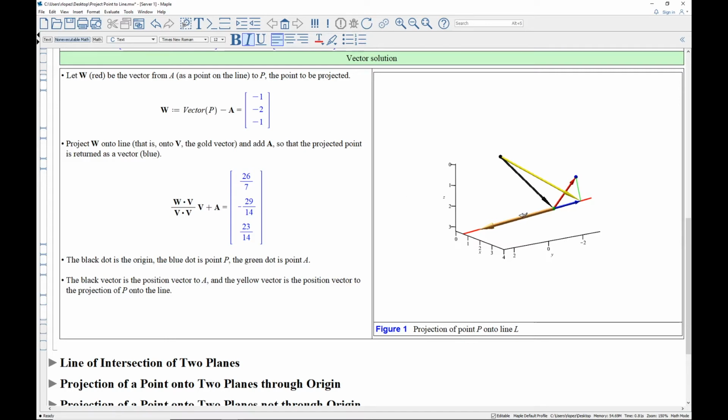You project that W onto V, and this is V, the goal vector. And so it's W dot V over V dot V. And then you add back A to get to this point, so that you have vector addition. The black vector plus the blue vector is the yellow vector, and the yellow vector is the position vector to the point, so its components are equivalent to the coordinates of that point.